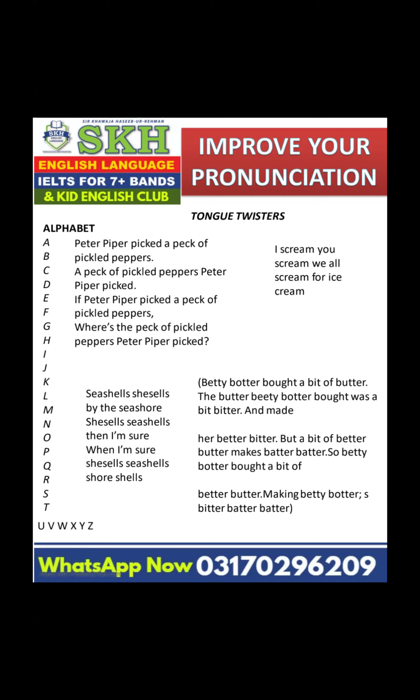One more time. Peter Piper picked a peck of pickled peppers. Where's the peck of pickled peppers Peter Piper picked? Ice cream, you scream, we all scream for ice cream. She sells seashells by the seashore. Betty Butter bought a bit of butter. The butter Betty Butter bought was a bit bitter and made her batter bitter. But a bit of better butter makes better batter.